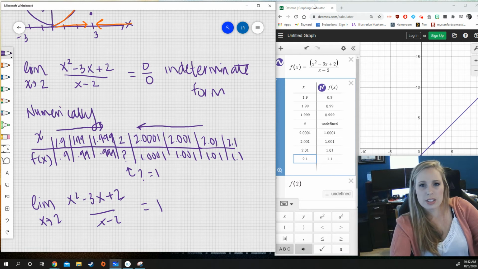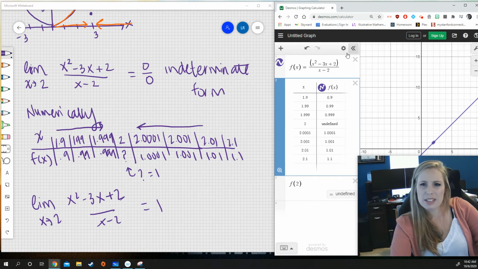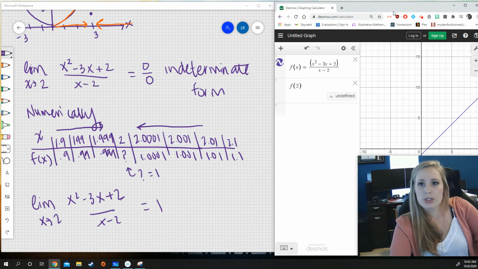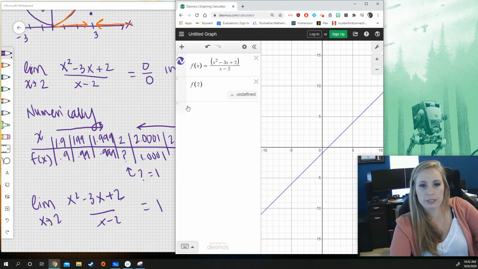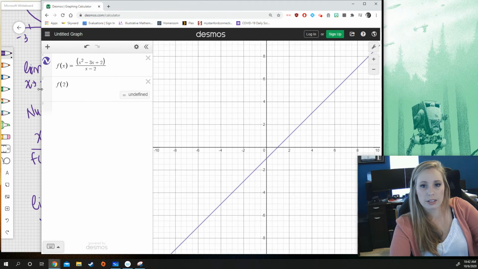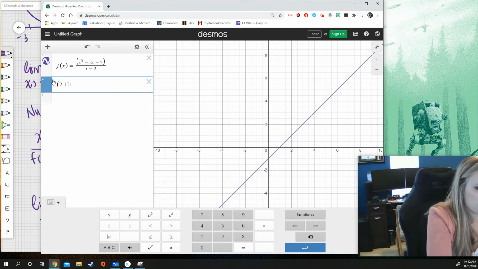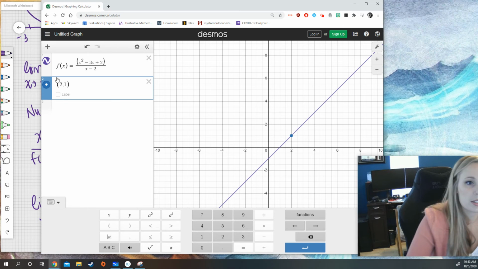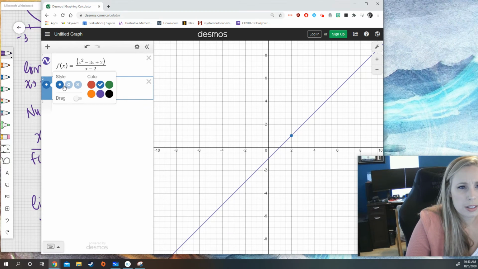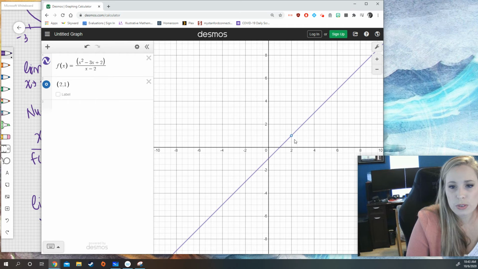Now, let's look at this graphically. Let's see if that makes sense graphically. So here's our graph right here. And there's that hole right there.